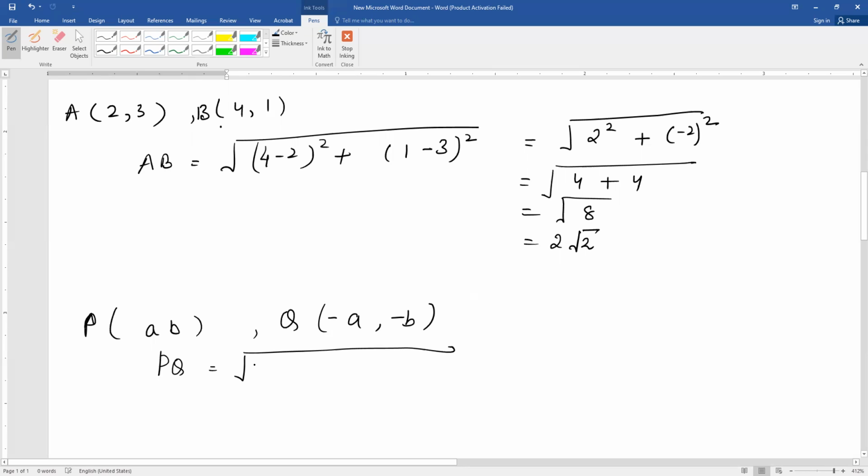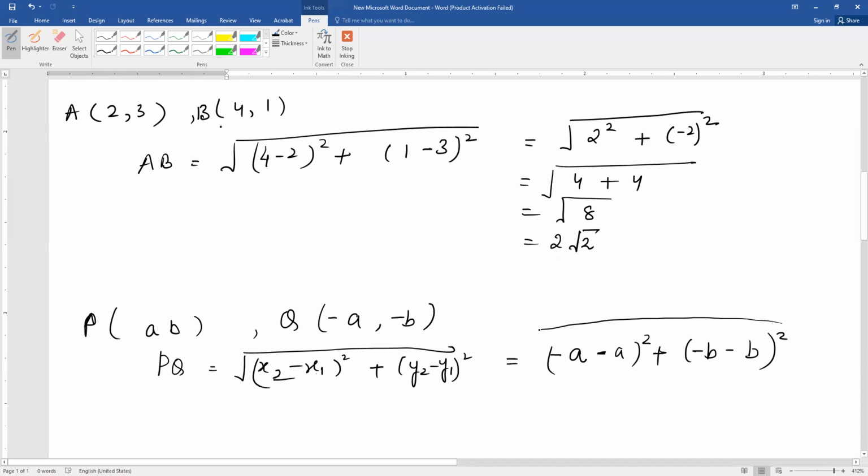It is, again you write this formula, x2 minus x1 whole square plus y2 minus y1 whole square. Now what is x2 here? It is minus a minus x1 a whole square, y2 minus b माइनस फॉर्मूले का और b है y1 का होल स्क्वायर, होल अंडर द रूट. What do we get? Minus 2a whole square plus minus 2b whole square under the root.